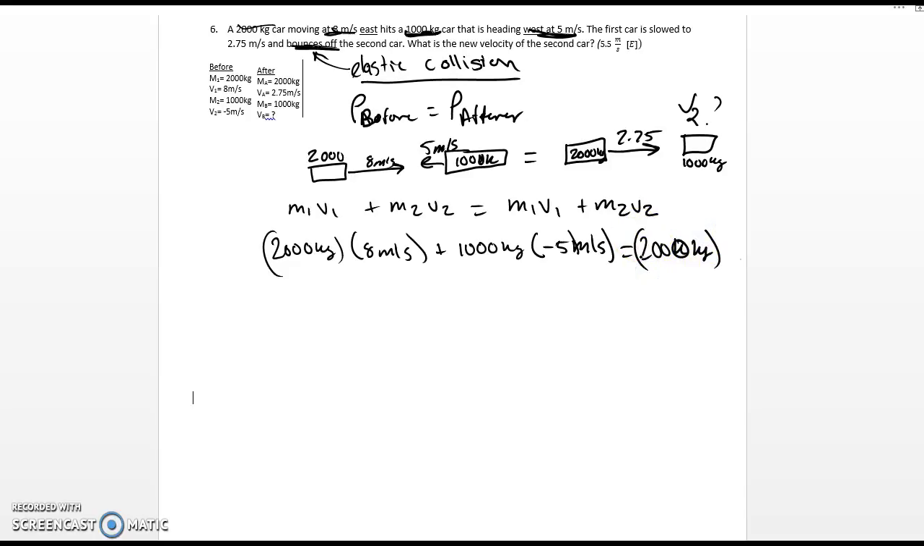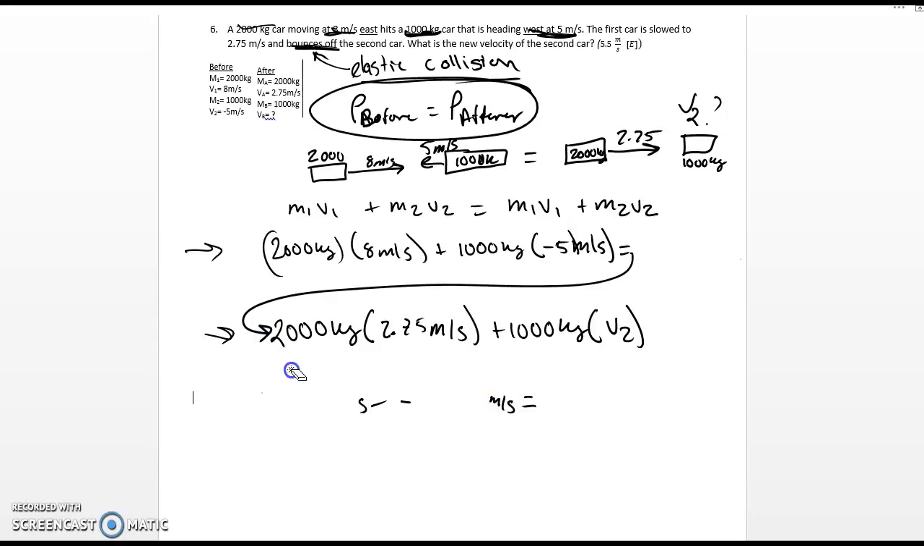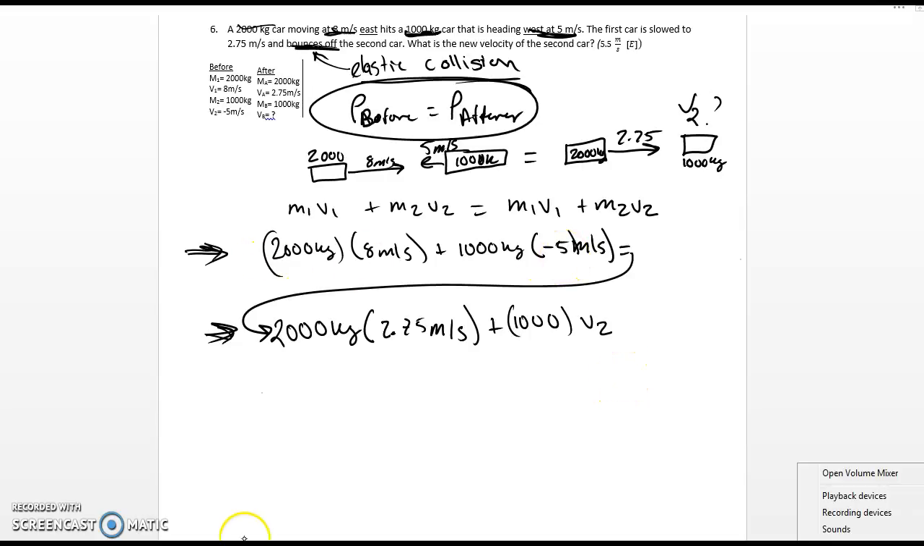I'm running out of space here, so I'm just going to have this equal essentially 2,000 times 2.75 plus 1,000 times the final v2 velocity. So this is before the collision, this is after the collision. Before collision, after the collision, and they're both equal to each other. So let's work on the before side.